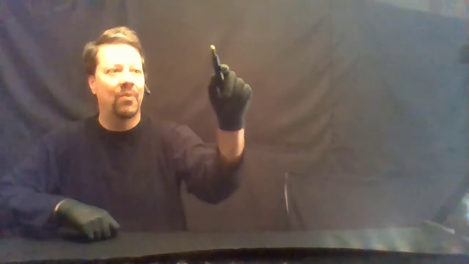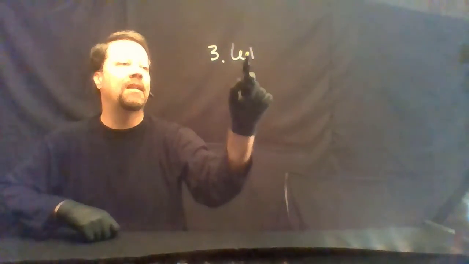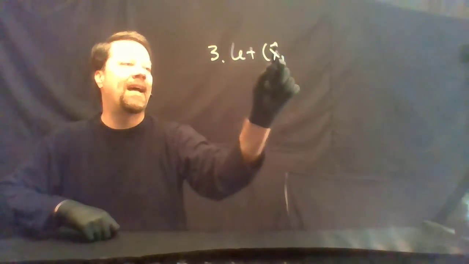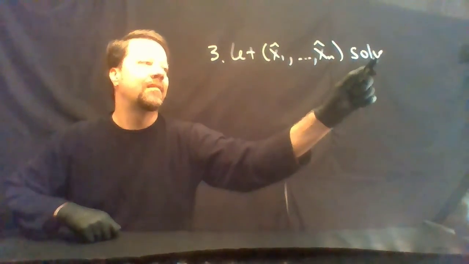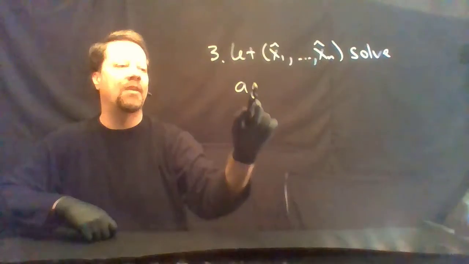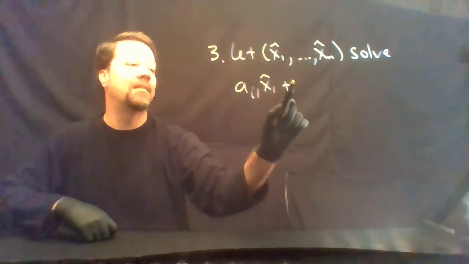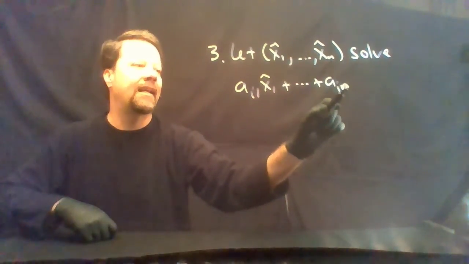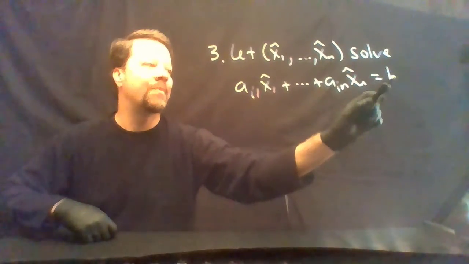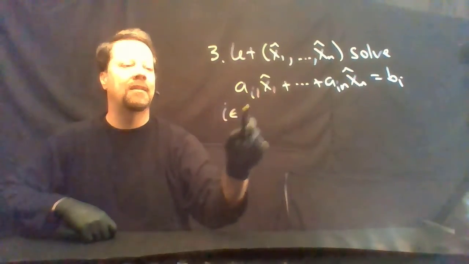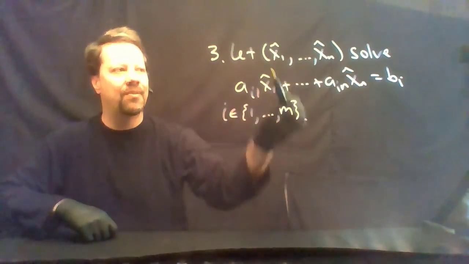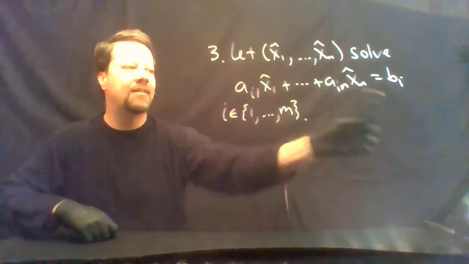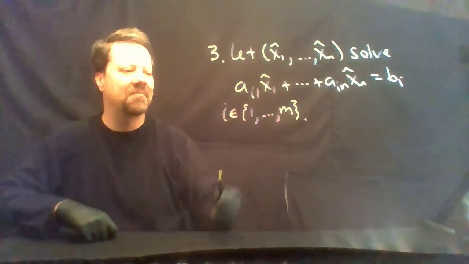Now, where we really need the proof is on the third part. We're going to let x1 hat through xn hat solve the system ai1 x1 hat through ain xn hat equals b sub i, i goes from 1 to m. So this point solves all m of these equations in the system.